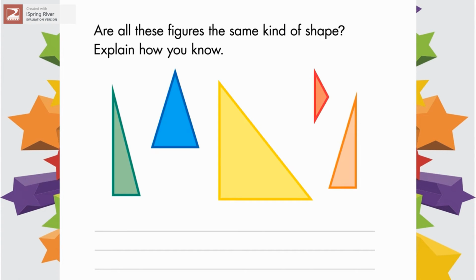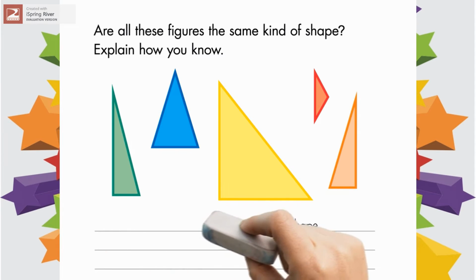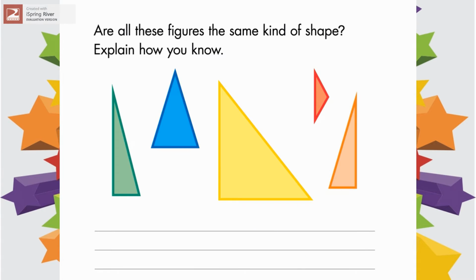This problem is key because it requires students to consider which attributes define a triangle and which attributes do not. Listen and look for students who say that the figures are not the same kind of shape because they are different colors and sizes. Remind these students that two-dimensional shapes can be defined by the number of straight sides and vertices. Have students count the number of straight sides and vertices each figure has. Then, ask them to tell what these figures all have in common.